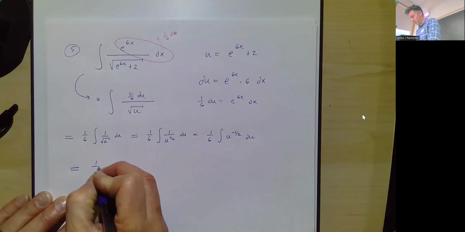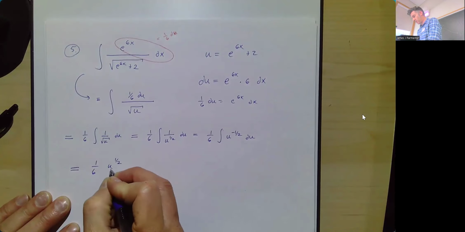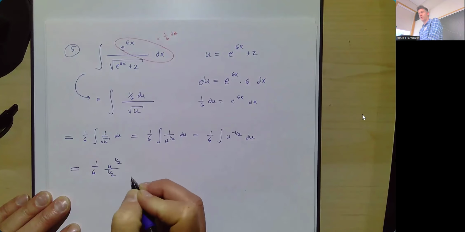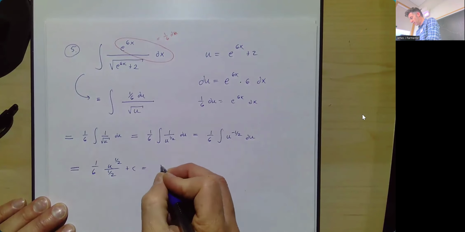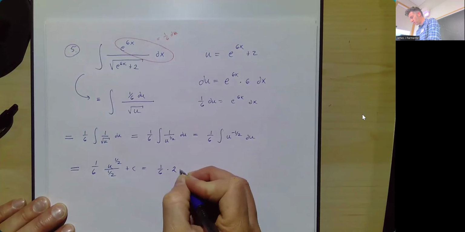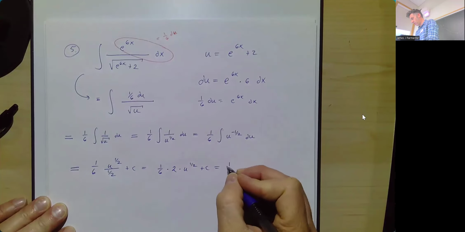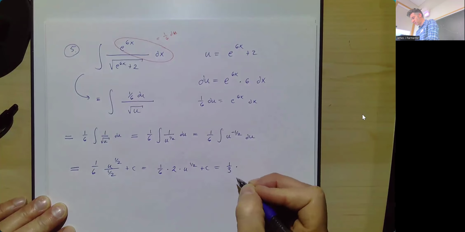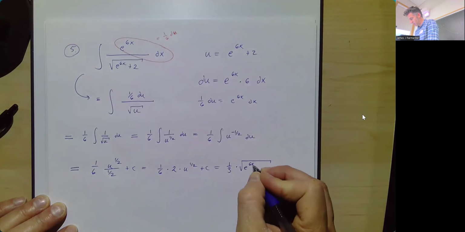So we integrate, and the antiderivative of u to the negative 1/2 is u to the negative 1/2 plus 1 divided by negative 1/2 plus 1. I probably could have skipped writing that and instead written 1/6 times 2 times u to the 1/2 plus c, which is going to be 1/3 times the square root of u, which is the square root of e to the 6x plus 2.